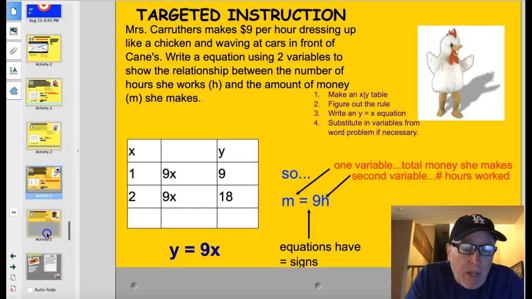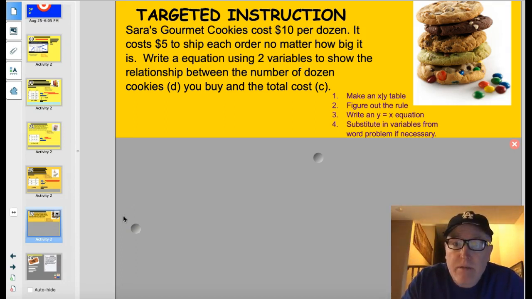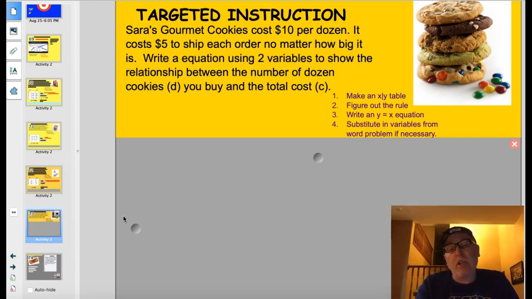All right, have you try another one here. Sarah's Gourmet Cookies cost $10 per dozen. It costs $5 to ship each order, no matter how big it is. Write an equation using two variables to show the relationship between the number of dozen cookies, D, you buy, and the total cost, C. Go ahead and pause it and see if you can come up with the XY chart and the rest of it. All right, let's see how you did.